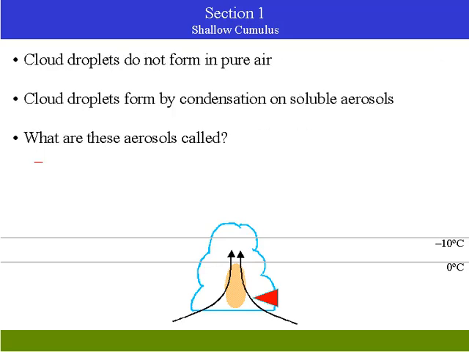We know that cloud droplets do not form in pure air. They form by condensation on soluble aerosols. And we ask the class, what are these aerosols called? And again, the answer is fairly simple: cloud condensation nuclei.